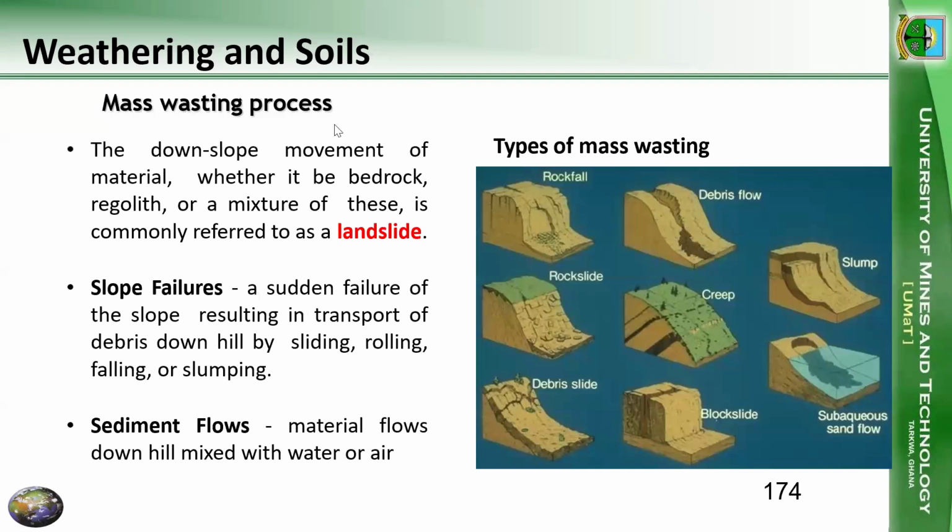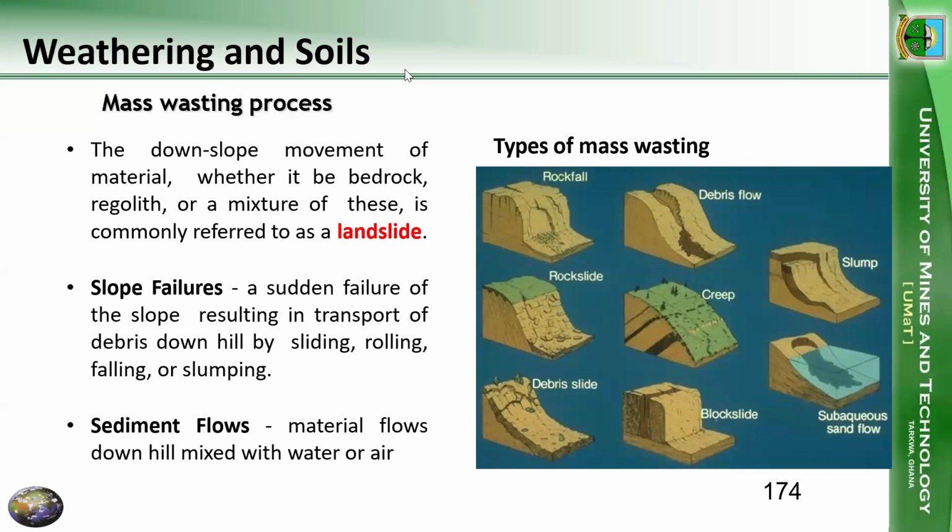Okay. We have different types of mass wasting events. For instance, here we have what we call a landslide. I'm sure you've heard the term landslide. The downslope movement of material, it can be bedrock, it can be regolith, it can be a mixture of these. We call that landslide. But the downslope movement of regolith itself, with the action of only gravity, is what we call mass wasting. But when we say landslide, it means that there's a downslope movement of material, whether regolith or a mixture of these. So we can classify this into two main parts.